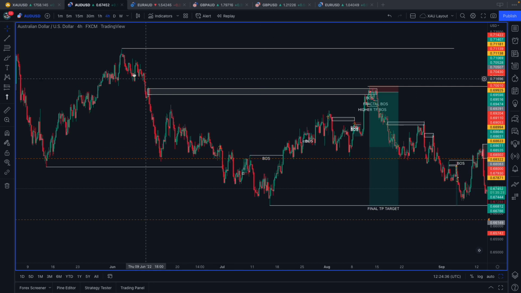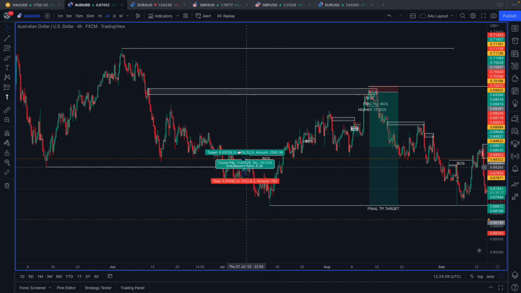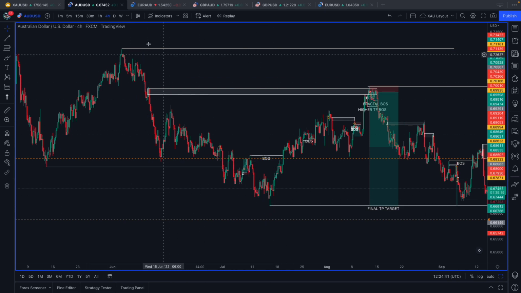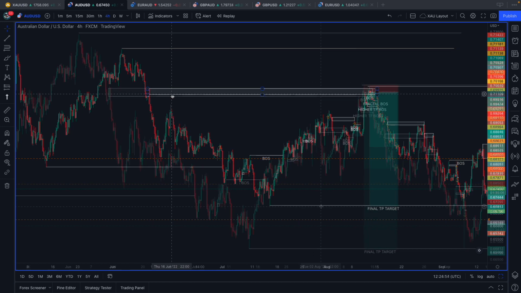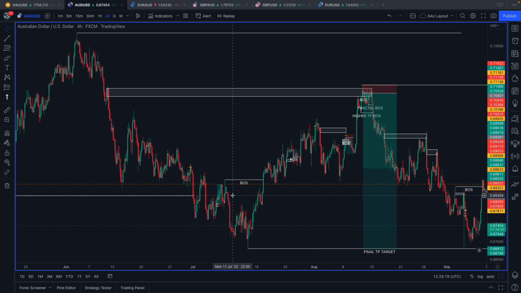Okay, so as soon as we have confirmation that this impulsive wave has finished, we can then look within this impulsive wave for supply zones. In this case, it's supply zones because we are looking at trading bearish. We are looking to play sell positions, so we want to be looking for supply zones. And again, just to reiterate, why do we need to wait for a break of structure to take place before we can look at supply zones? Because this is confirming that this impulsive wave is finished and the corrective wave is underway. Okay, so we've had a break of structure here to the upside.